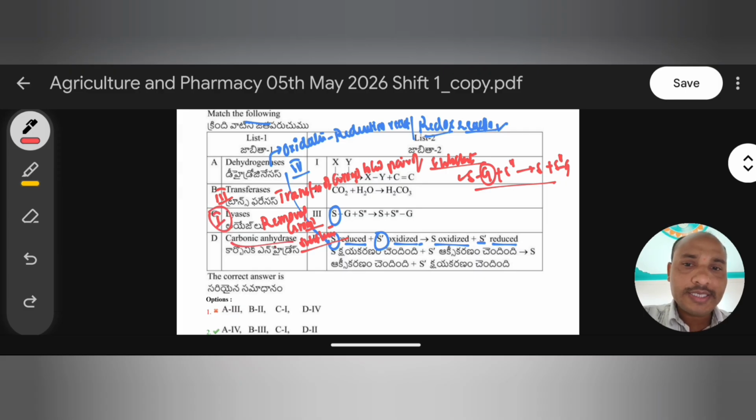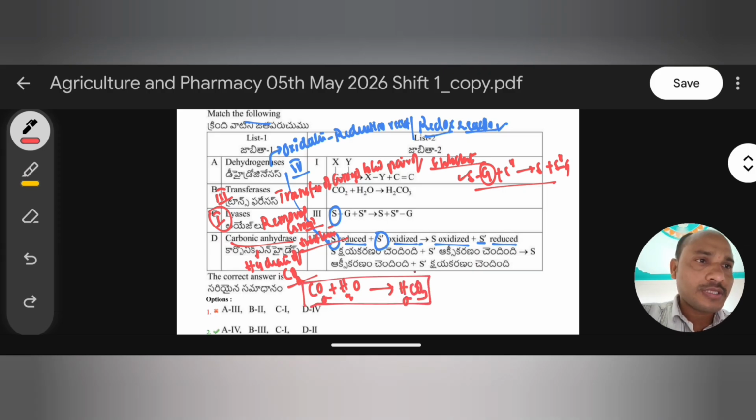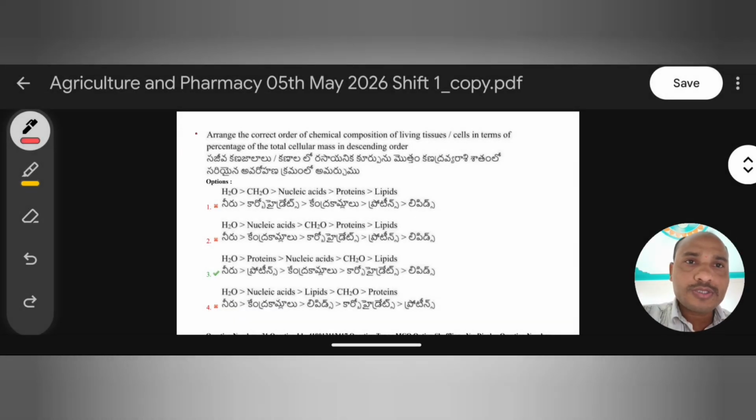Now coming to carbonic anhydrase. This carbonic anhydrase speeds up the hydration of carbon dioxide. Carbon dioxide combines with water, hydration, resulting in the formation of carbonic acid, that is H2CO3. This reaction is catalyzed by the carbonic anhydrase enzyme. So here we have carbon dioxide, water, and H2CO3. So here D is second one. So like first A4, 4 3 1 2. So the right answer is the second one. Next, question 30.